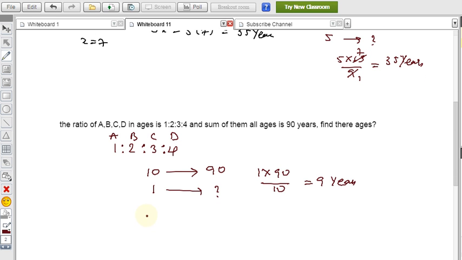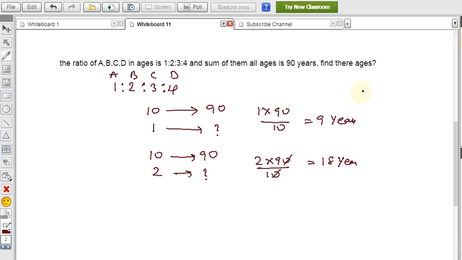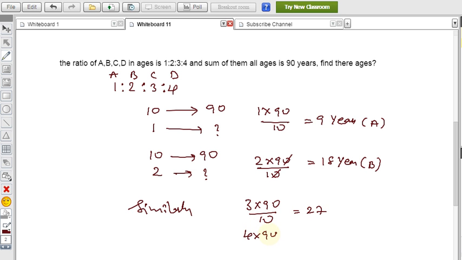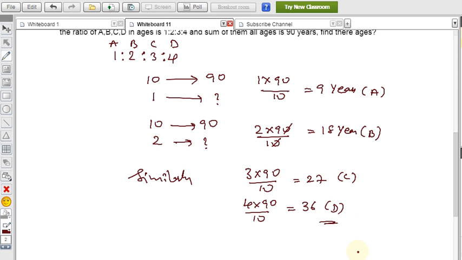Then similarly for B, out of 10 ratio, if it is 90, then for 2 it is how much? 2 into 90 by 10, cross multiplication, 18 years. That is the age of B, and this is the age of A. Similarly for C, 3 into 90 by 10, 27. And for D, 4 into 90 by 10, that is 36. This is the age of C and this is the age of D. So in this method we can find the ages easily by comparing the ratios.